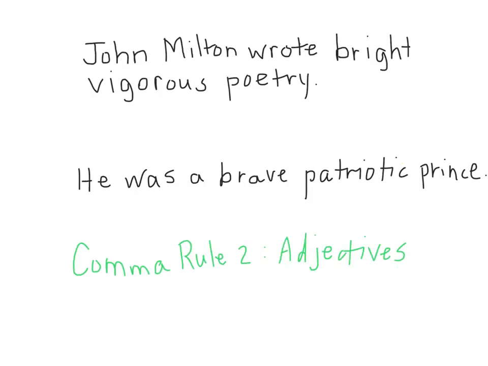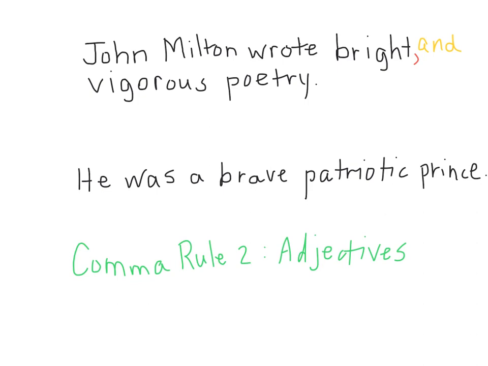Here's comma rule 2. Comma rule 2 is speaking specifically about separating adjectives that come before a noun. In the first sentence, I see John Milton wrote bright, vigorous poetry. And I'm going to put my comma right after the word bright before the word vigorous. I could substitute that word and in my sentence and it would make sense. John Milton wrote bright and vigorous poetry.